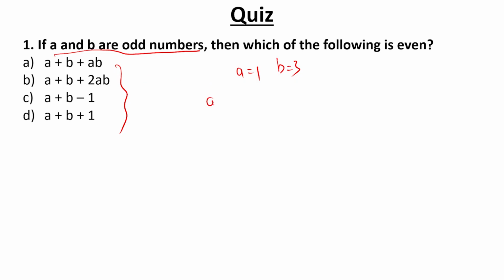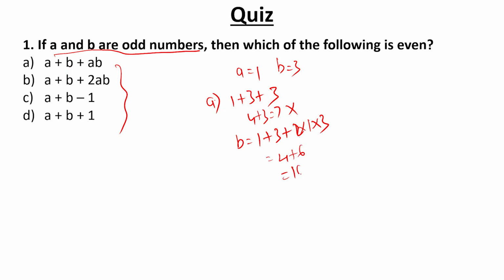You understand, right? Let us take option A here. 1 plus 3 plus 1 into 3. Here, 4 plus 3 is equal to 7. Now, it is not our answer. Let's go to the next one. 1 plus 3 plus 2 into 1 into 3 is equal to 4 plus 2 times 3, which is 6. 4 plus 6 is equal to 10. Okay, our answer is this. However, let us check other options too.